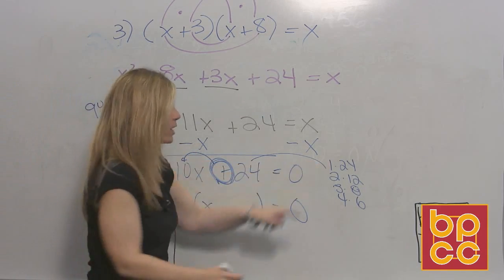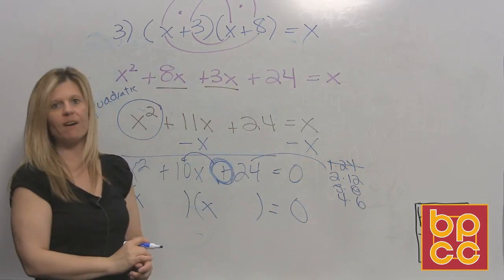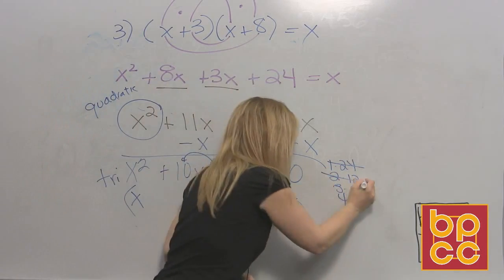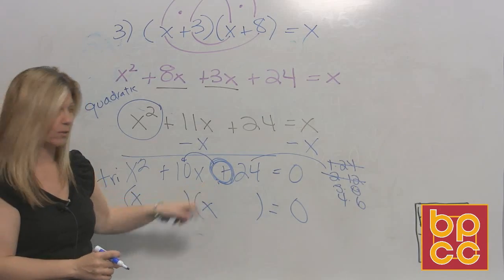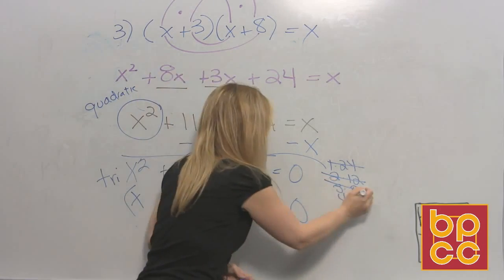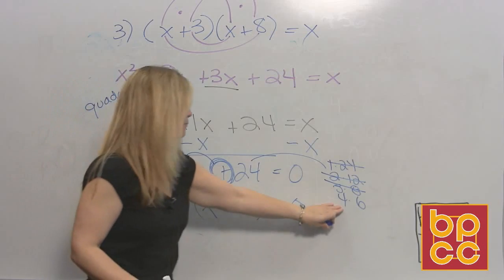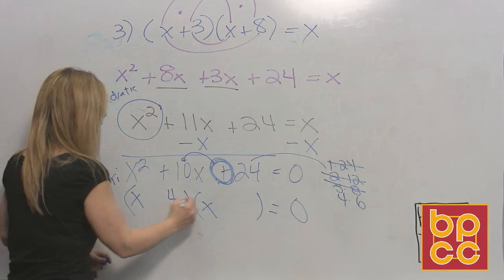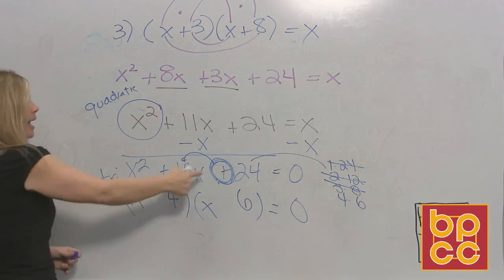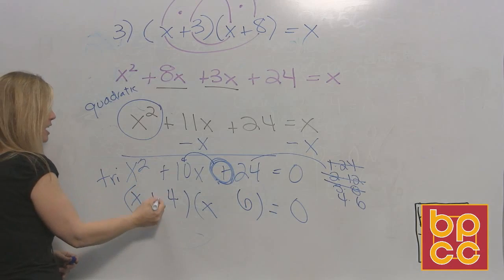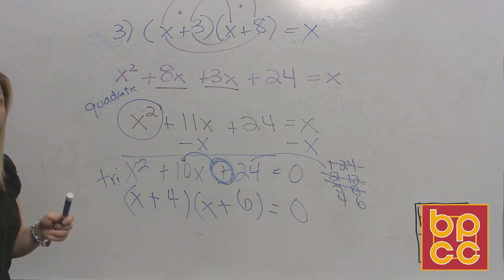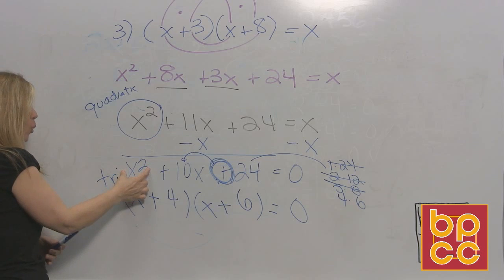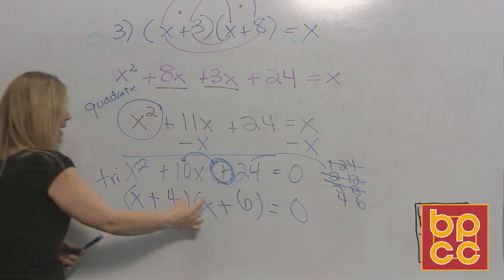Will it be 1 and 24? Nope, that adds to 25. Will it be 2 and 12? Nope, that adds to 14. It says add, not subtract. Will it be 3 and 8? That adds to 11. Will it be 4 and 6? Yes. 4 and 6 add to 10. And to add to a positive, the signs of both have to be the same. So what you've done is a magic trick. You went from being squared to being x and x.